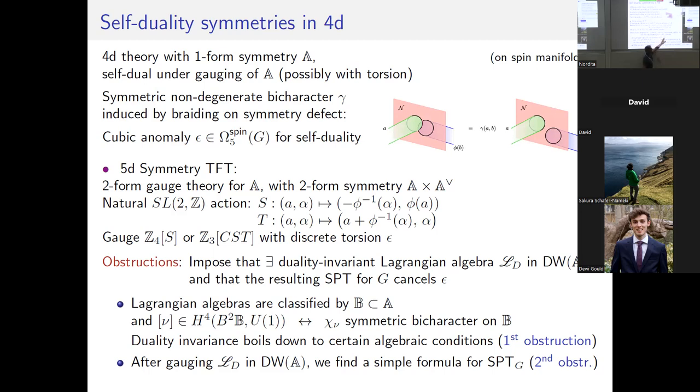But more generally, if you just gauge a subgroup of it, then you can have examples in which you can do the gauging, but in the infrared, you have a TQFT that supports the symmetry as opposed to an SPT. I see. Okay, thank you.